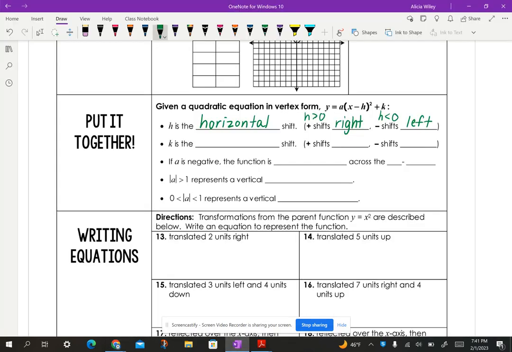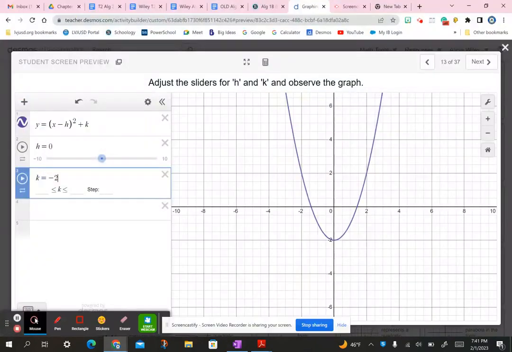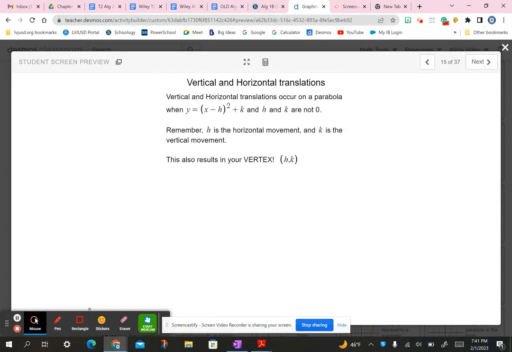So going back to our notes, we can say that if you change k, k is going to give you what you call a vertical shift. Again, if the k value is positive, meaning bigger than 0, versus the k value being negative, so that's less than 0, a positive k value will shift it up, and a negative one will shift it down.